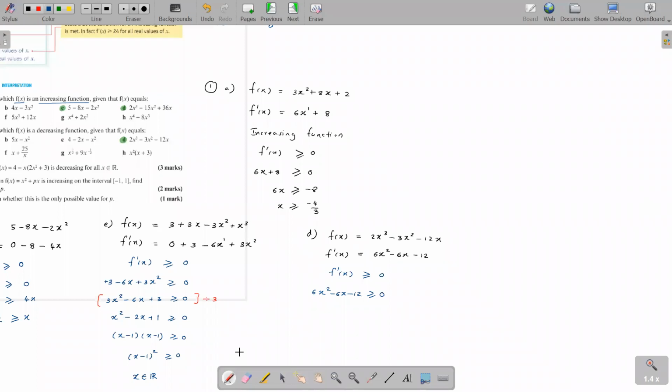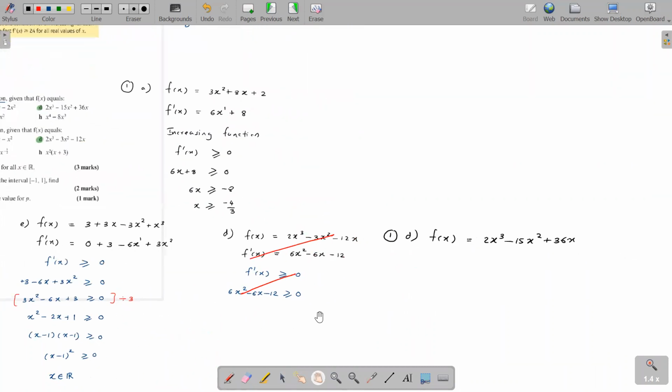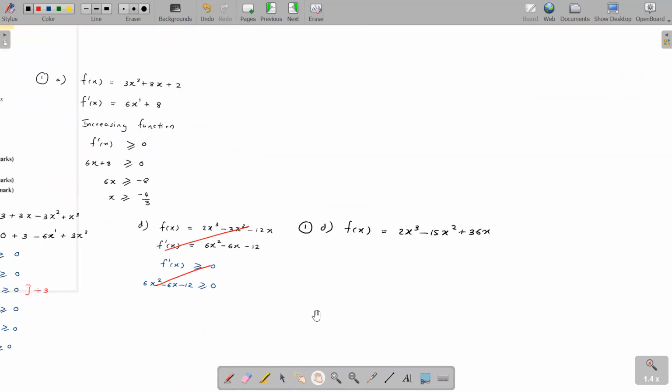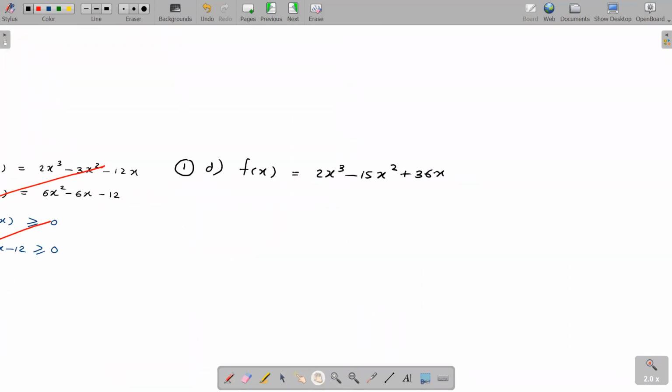So I'm doing the second question part D, right? Okay, so apologies. Let's do the first one part D again. First question part D. f(x) is 2x cubed minus 15x square plus 36x. Okay, let's get the f dash x and get the increasing function. Now it's correct, right? 2x cube minus 15x square plus 36x. Okay, so let's get the set of x values where the function is called increasing.